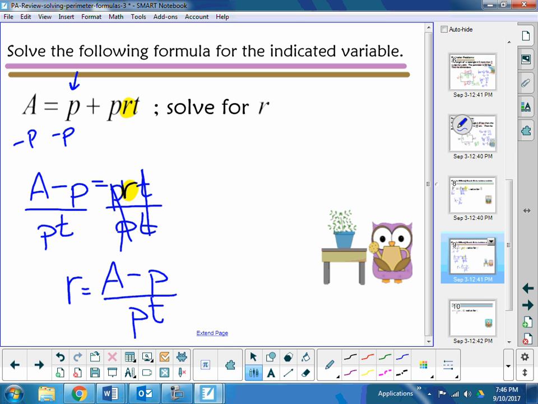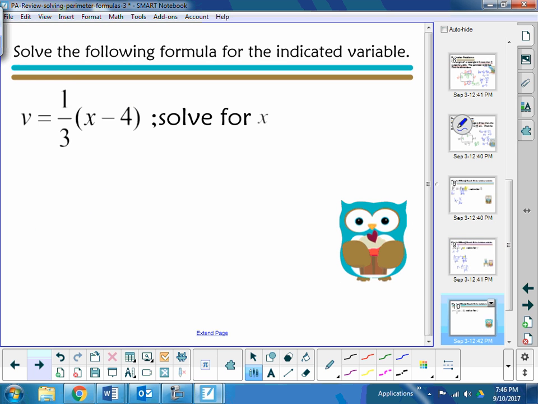Okay, last one then. Alright, so we need to solve for x this time. So I need to get rid of the 1/3 first. I'm going to have to multiply both sides by 3 in order to get rid of that fraction. So that's 3b equals x minus 4.